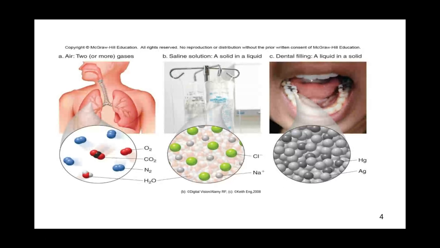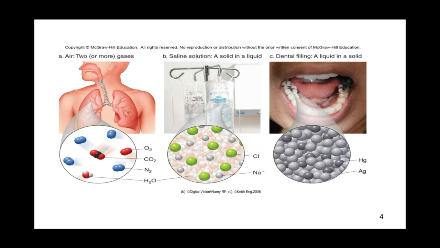And so we could look at this idea of a mixture. So we have air, which is two or more gases. So we have oxygen, carbon dioxide, and nitrogen, as well as water. So it's a mixture of multiple different gases. We have a saline solution, which is a solid dissolved in a liquid. So salt, NaCl, dissolved in water. So this would be an aqueous solution. And then we have a dental filling, which is a liquid in a solid. So in this case, it's mercury and silver, mercury being Hg and silver being Ag.